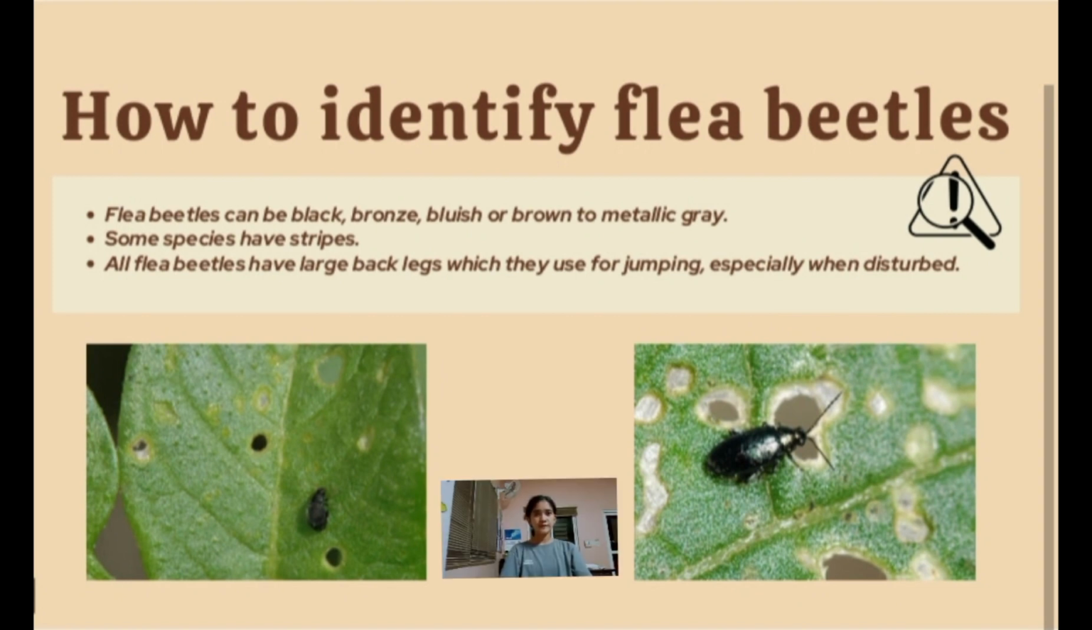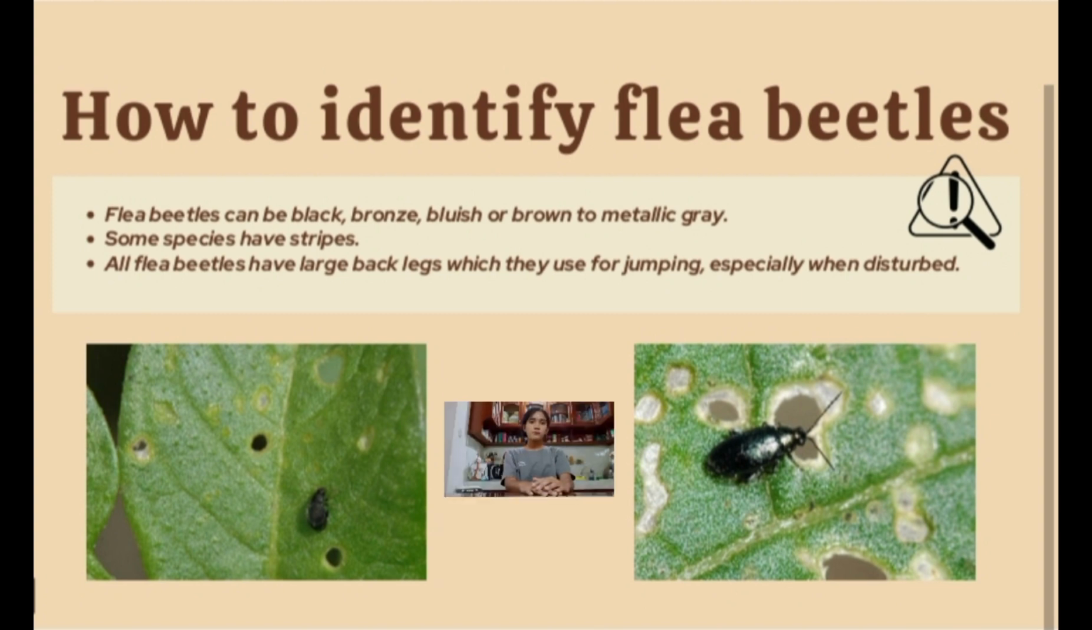How to identify flea beetles? Flea beetles can be black, bronze, bluish, or brown to metallic gray. Some species have stripes. All flea beetles have large black hind legs, which they use for jumping, especially when disturbed. Most adult flea beetles are very small, 1/6 to 1/8 inch long. An exception is the spinach flea beetle, which is 1/4 inch long.